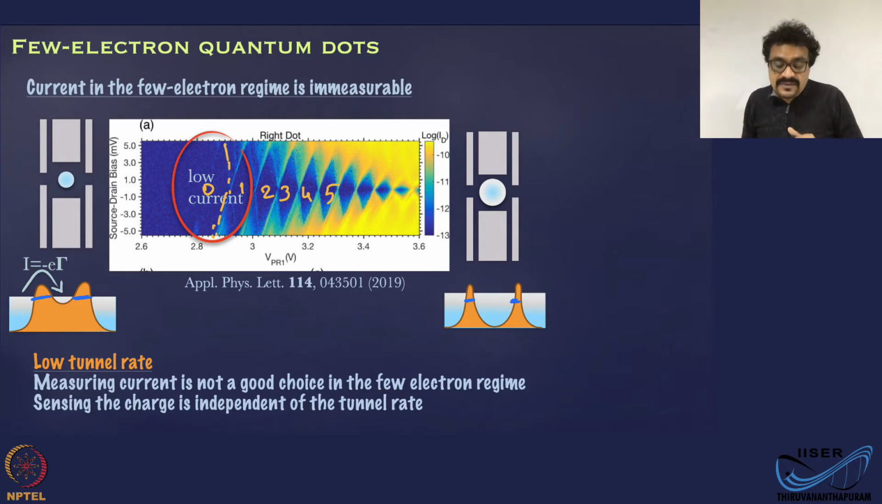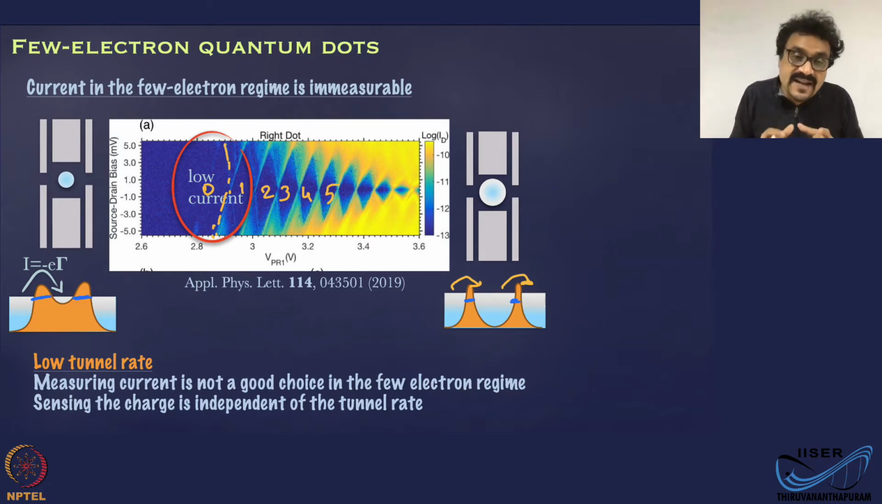Now the current through this device, that is I, is basically a function of the tunnel rate: I is proportional to minus e times gamma, where minus e is the electronic charge and gamma is the tunnel rate through this tunnel barrier. The tunnel rate through this barrier here will be high because the barrier is thinner. But here the tunnel rate through this barrier can be very, very low, so that this current I is almost immeasurable.